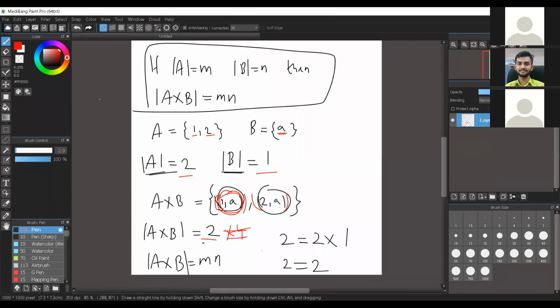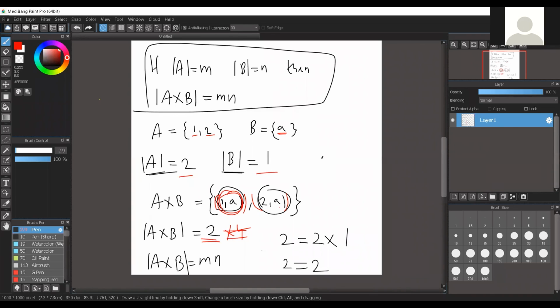Now this is how we should prove the formula. They said the modulus of this complement is equal to the product of them separately. The product of the moduli, that is M and N. Here we have M as 2 and N as 1. So 2 into 1 is 2. It's the same as modulus of A cross B, which is 2.